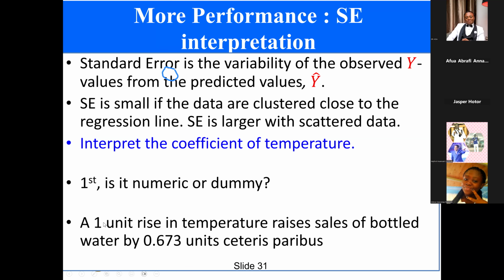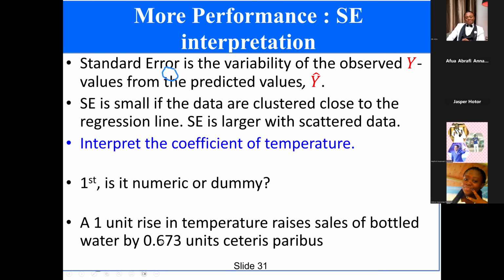So we say that a 1 unit increase in temperature increases sales by 0.673 units, everything else being equal, ceteris paribus. That's how we interpret it. So it means that temperature has a positive relationship with sales. I don't want to use percentage. It's good to maintain the unit of measurement.